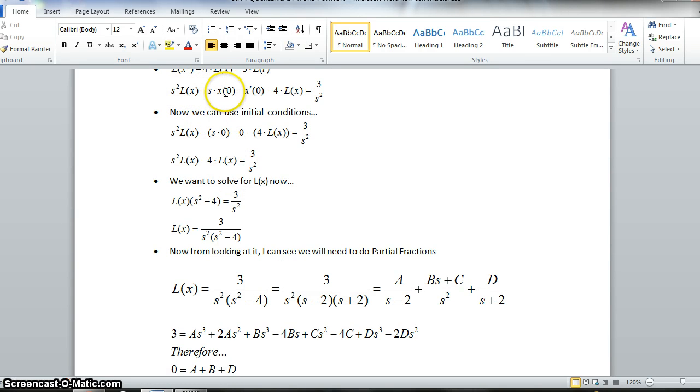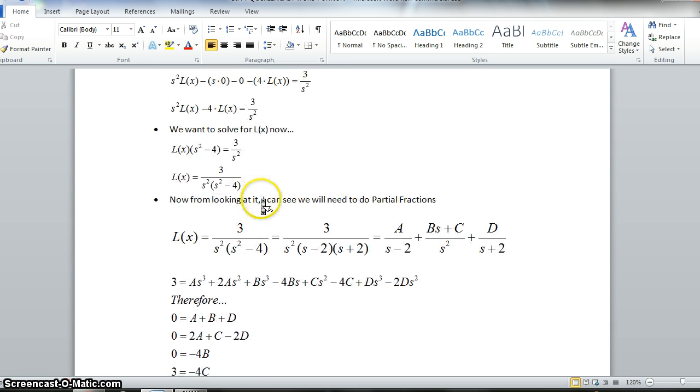And now we can use our initial conditions. So we know that x of 0 is 0 and x prime of 0 is 0. And so there we can plug those in right here and here. This is where they apply. And s squared L of x, or Laplace of x, doesn't have any initial condition, but these two do, and they just become 0 because it's 0 times that term. So now we're left with this simplified equation right here. s squared Laplace of x minus 4 Laplace of x equals 3 over s squared.